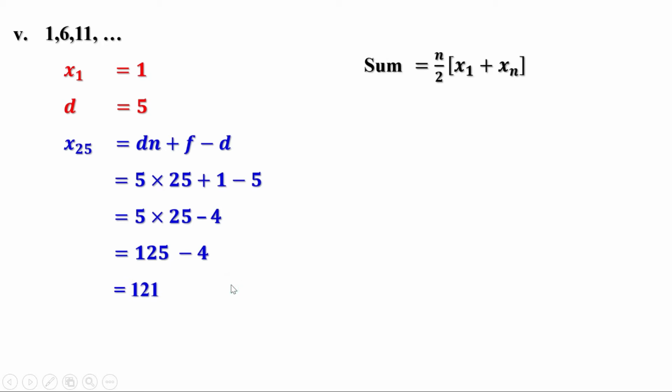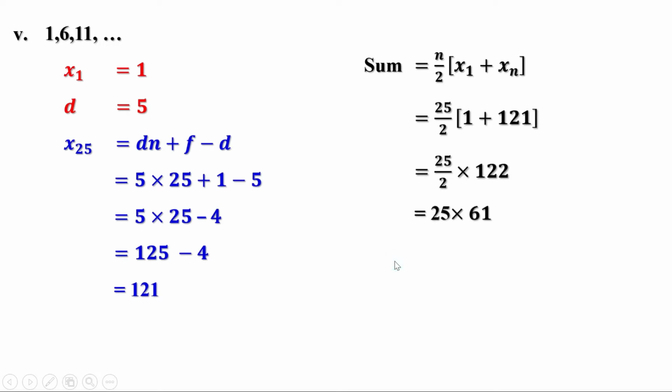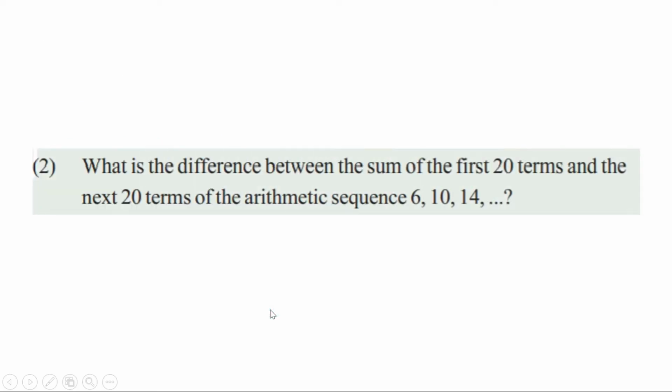Now the sum is n by 2 into first term plus last term. That is 25 by 2 into 1 plus 121, and that is equal to 25 by 2 into 122. 2 and 122 can be simplified, and we can write it as 25 into 61. Multiplying, we will get 1525. That is, the sum of 25 terms of this sequence is 1525.